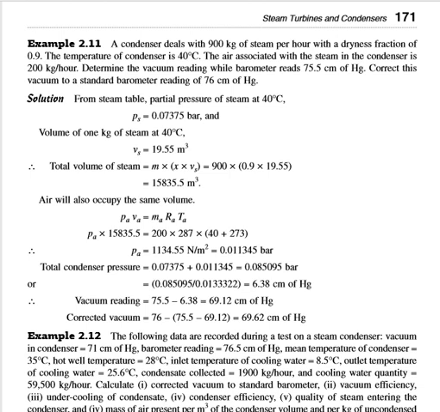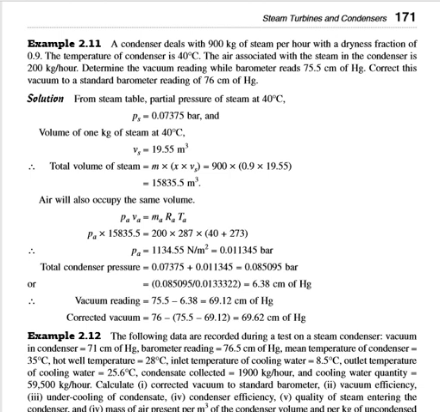Then find out the condenser pressure. How to find out the condenser pressure? The condenser pressure is nothing but the pressure of steam plus the pressure of air. For this total pressure, you again have to apply Dalton's law of partial pressures, PT equal to PA plus PS. You put the values 0.07375 plus 0.011345, and you will get 0.085095 bar. This is the total condenser pressure.